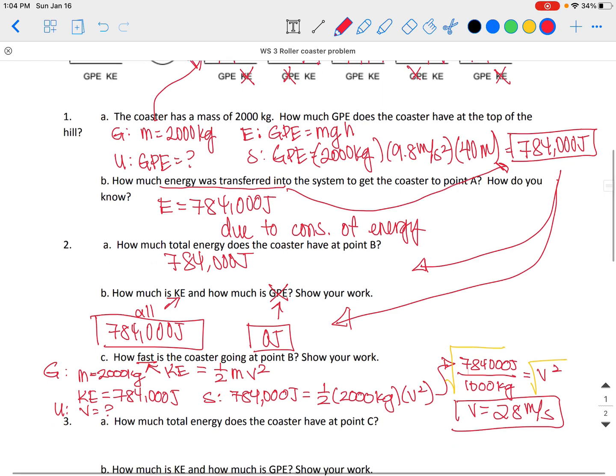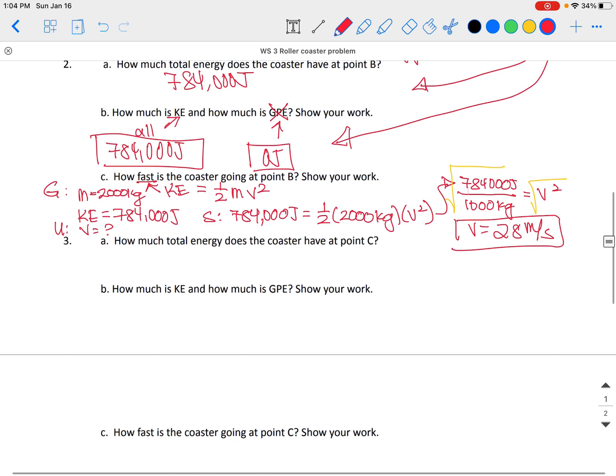Okay, question 3. How much total energy does the coaster have at point C? As we've stated many times, energy is conserved, so it's going to be the 784,000 joules of energy that we started off with. How much kinetic energy and how much gravitational potential energy is there?